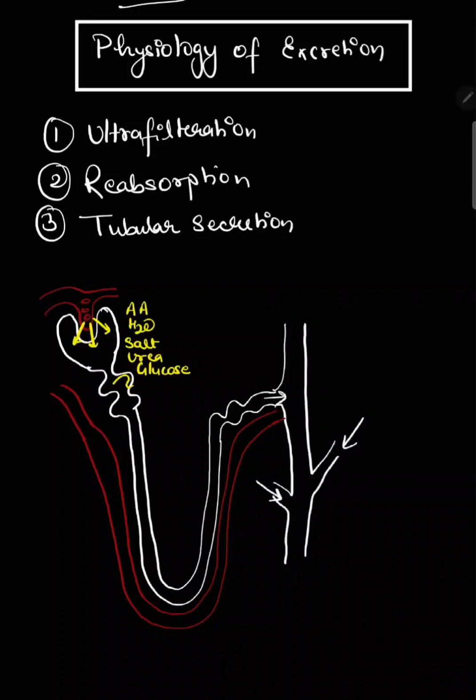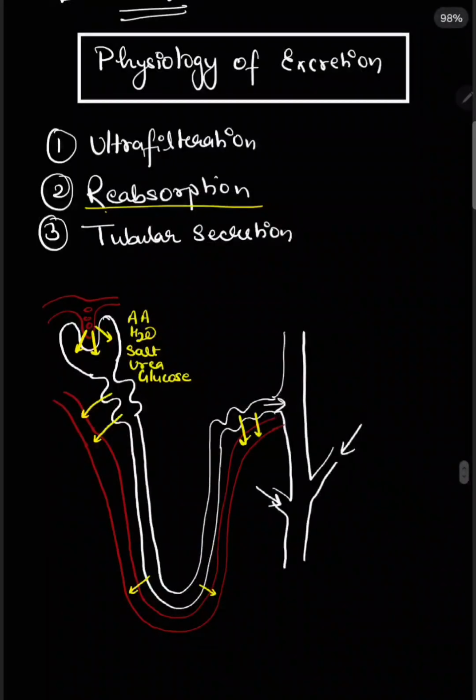Now from portions of the PCT, from portions of the loop of Henle, from portions of the DCT, some things will be poured back into the blood. That is called reabsorption. The second part, reabsorption. Now what all will be poured back into the blood? All that the body needs at present or later, which need not be eliminated.